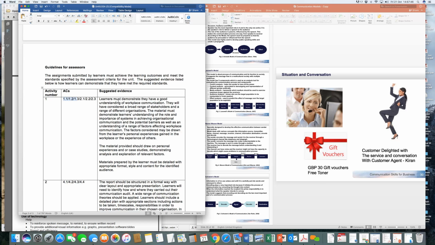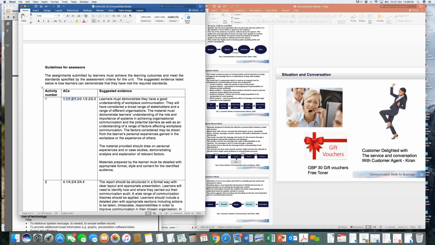communication. Yeah. So they will be asked to consider a broad range of stakeholders, which I'm going to cover in the second session, and a range of different organizations. The material must demonstrate learners' understanding of the role and importance of systems, and so on. And then the material provided should be drawn on personal experiences or case studies and things like that.